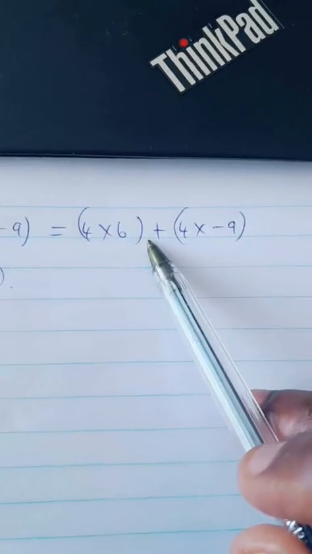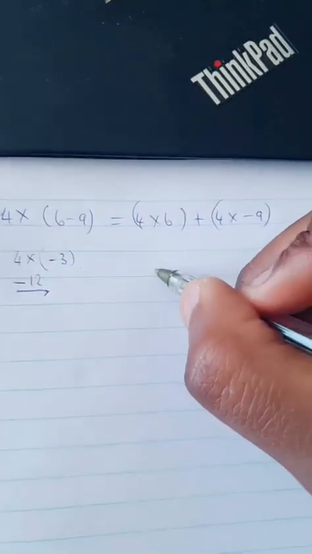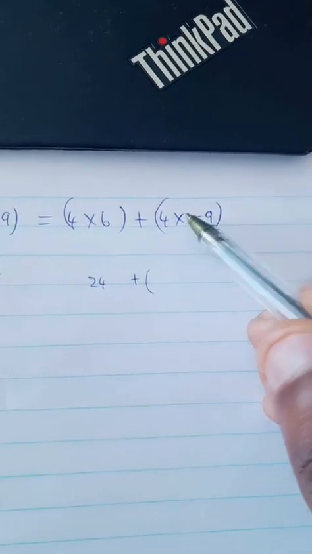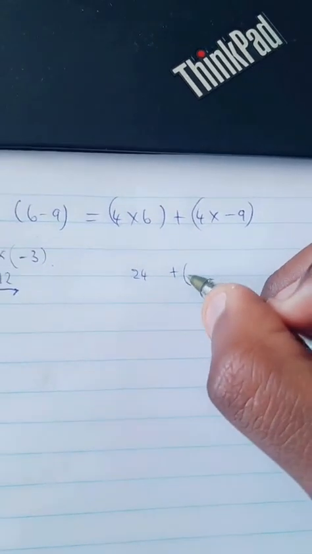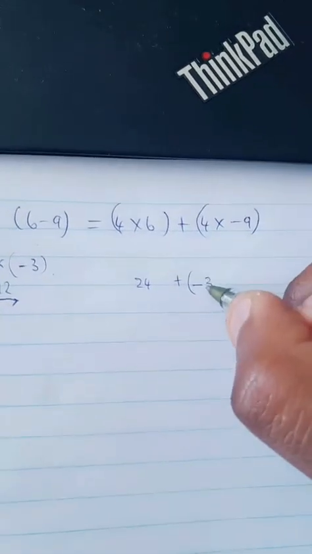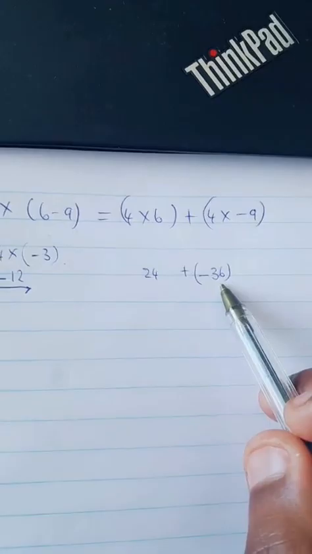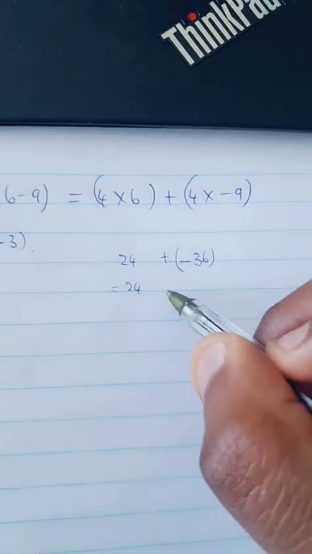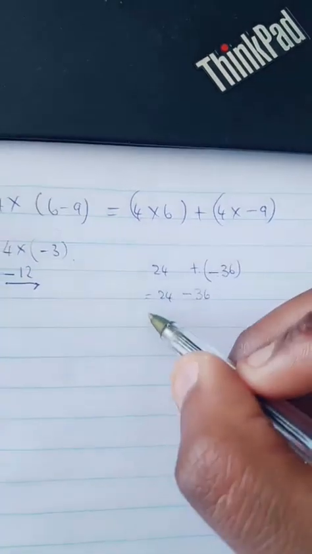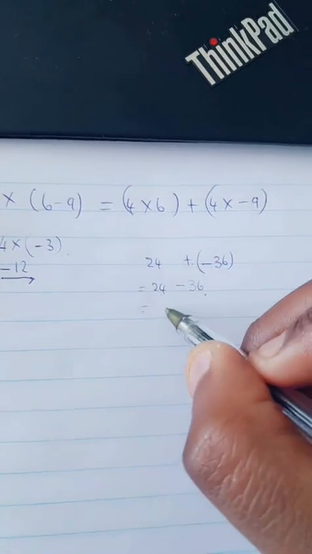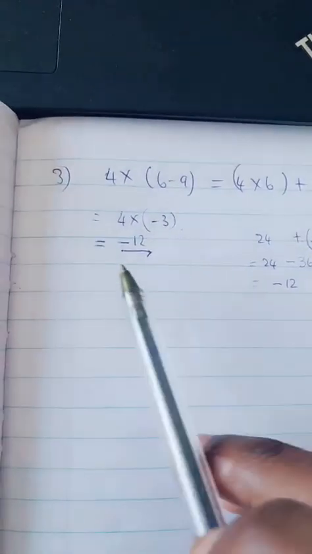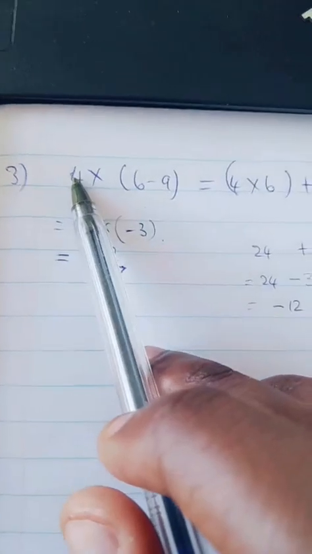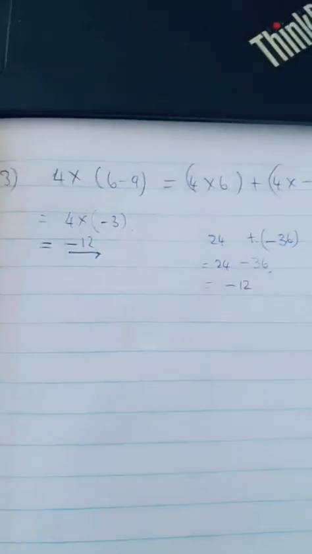Let's look at this side, guys. What's 4 times 6? It's 24. Plus, what's 4 times negative 9? Positive times a negative gives us a negative. What's 4 times 9? It's 36. So we have negative 36 in brackets. Then let's move on. Positive times a negative gives me a negative, so I have negative 36. What's 24 minus 36? It's negative 12. So what do you guys see? I get negative 12 on the left. I get negative 12 on the right. So my question again, is this statement true?